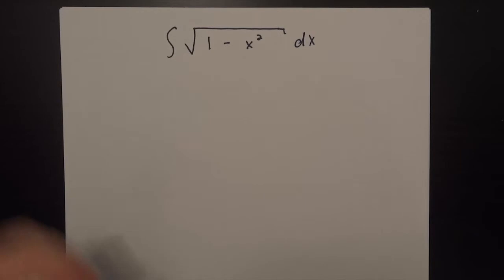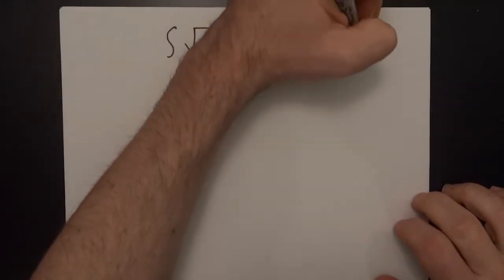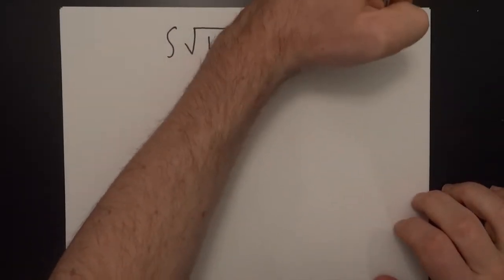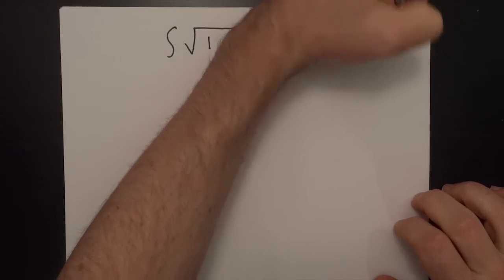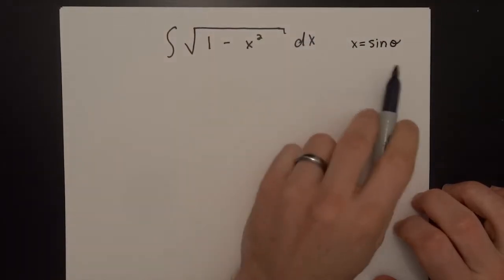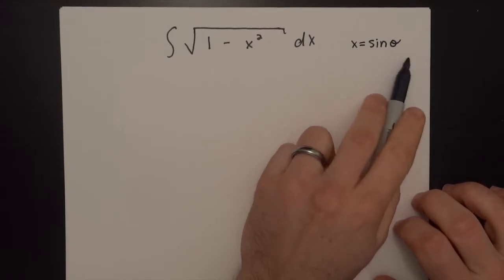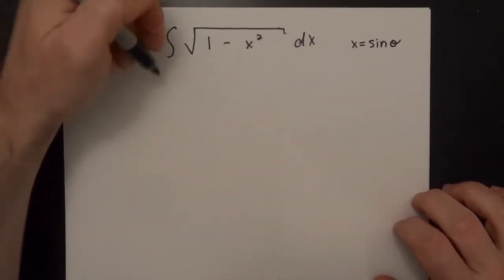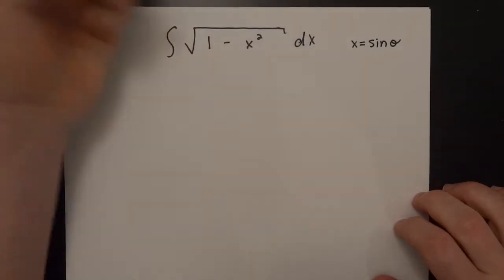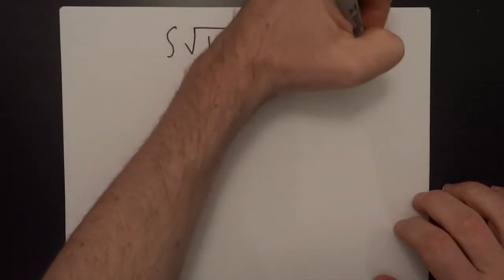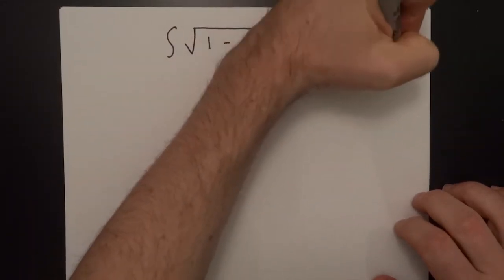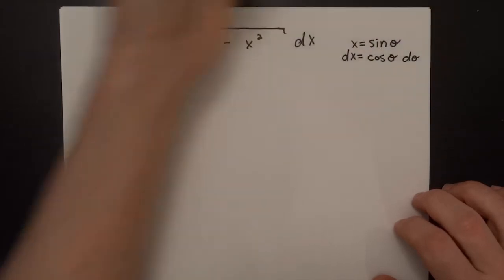So let's just go ahead and set x. We'll say x equals sine of theta, right? We need to use a theta here, we can't use x again, so we'll say x equals sine of theta. If we plug that in, well actually let's do the dx first. dx equals cosine of theta d theta.